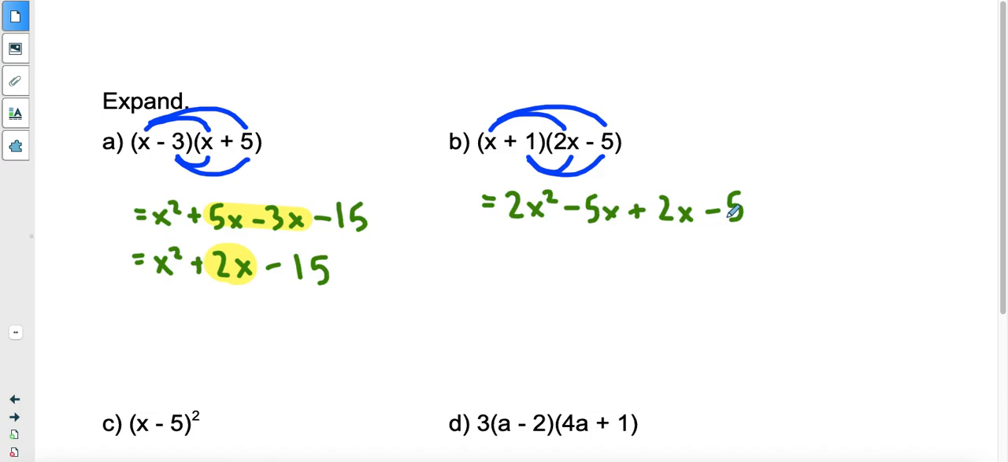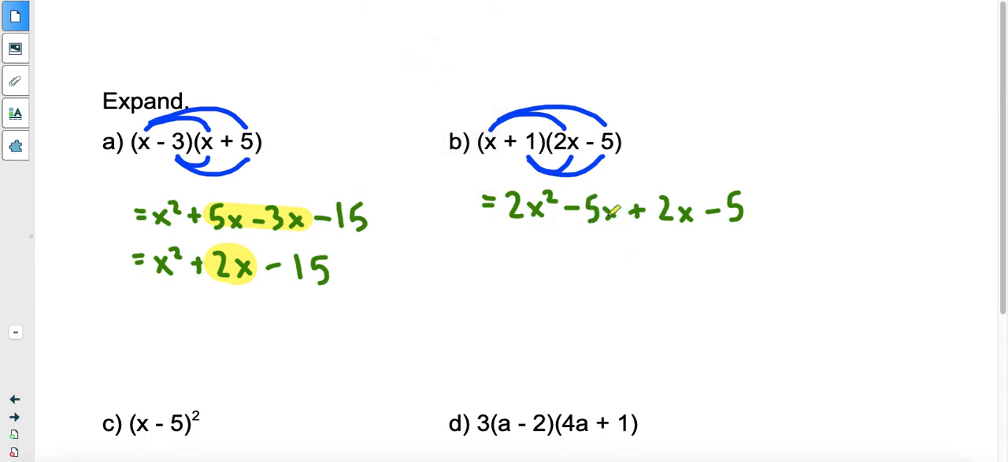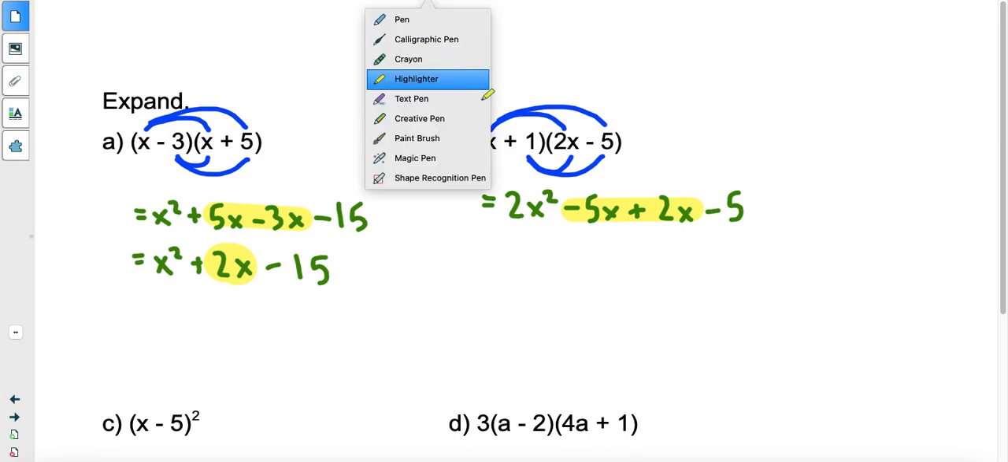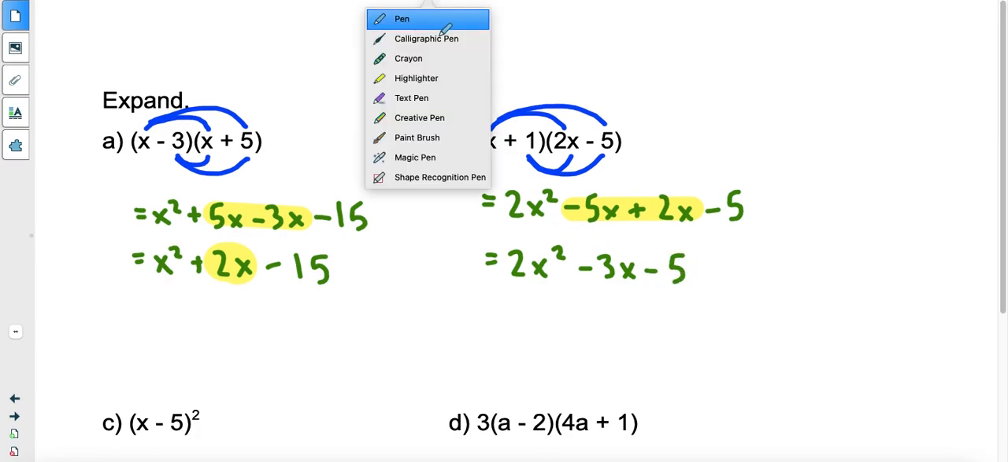And now, just like before, we can simplify what's in the middle here, right? We can simplify the negative 5x plus 2x. Because, well, we know negative 5 plus 2 is negative 3, right? So negative 5x plus 2x is negative 3x. And there we go. That's my answer.